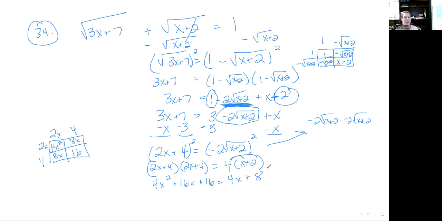And then again, just like with the last problem, I notice here there's an x squared, right? So that means it's a quadratic, so we want to get it equal to 0. So I need to move all of this part over to the left. So I subtract 4x, and I subtract an 8. And so that's 4x squared plus 12x plus 8 equals 0. And then I'm going to do another page. 4x squared plus 12x plus 8. So we have 4x squared plus 12x plus 8 equals 0.